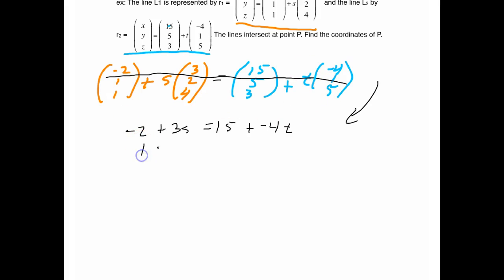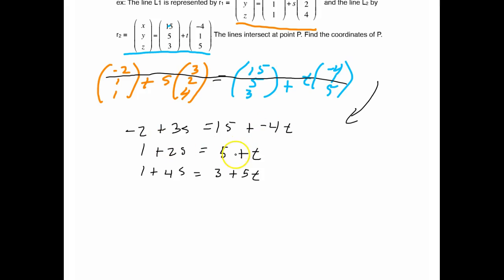The middle line, 1 plus 2s equals 5 plus t, 1 times t. And then the third line, 1 plus 4s equals 3 plus 5t. So now if you look at this, you have 3 equations, but only 2 unknowns, s and t. And so how do you solve this?